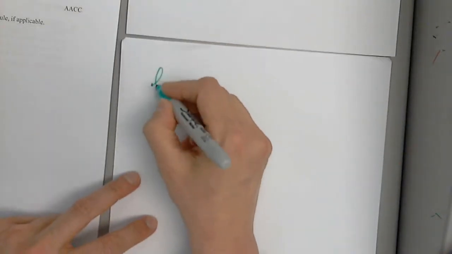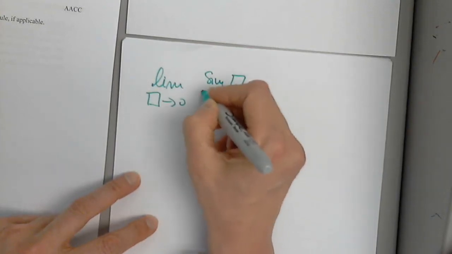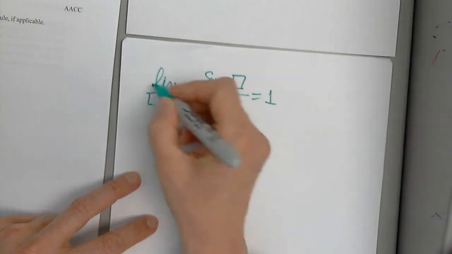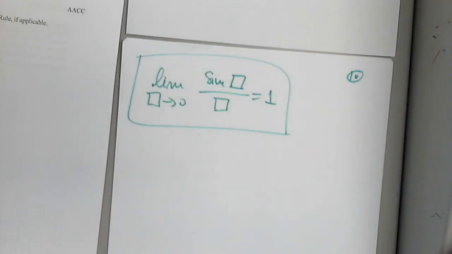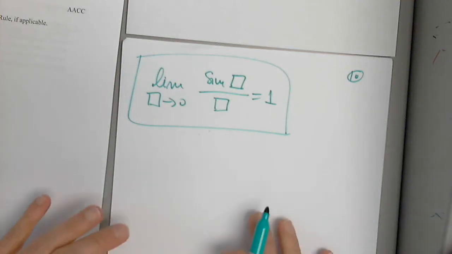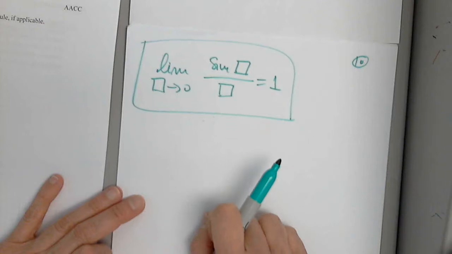Let me write that limit one more time. So it's the limit when the box approaches 0 of sine of the box over the box equals 1. And we also proved it at some point in time with L'Hopital's rule. Yes, Ricky? Is it only a sine? Only with sine, and also the reverse, x over sine. Yes, only with sine. Because if I put cosine in here, the numerator will be 1 and the denominator will be 0.